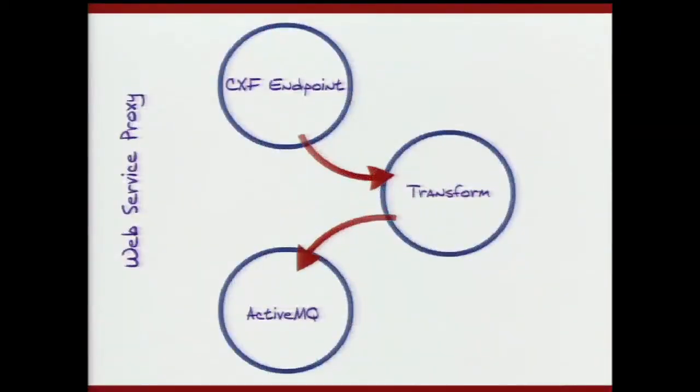So inside the proxy layer, you can do things like this with Camel. With the web service proxy, you're basically setting up a CXF endpoint, pulling that information in, and doing something with it. Whether it's setting up a transformation, you can decrypt or encrypt, depending on what you're doing with the information coming in, and then you persist it to ActiveMQ.